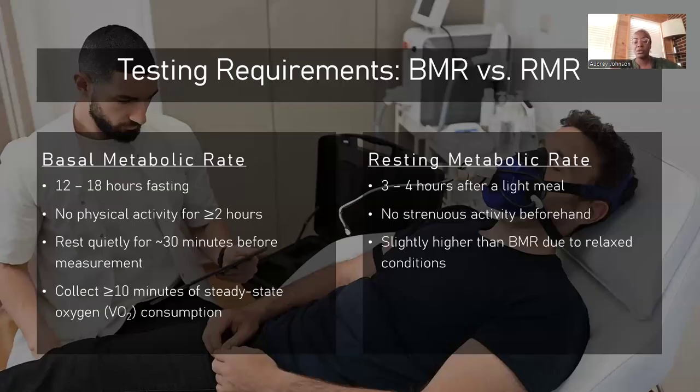So a resting metabolic rate test is different just because the conditions are more relaxed. You can actually do a resting metabolic rate test 3 to 4 hours after a light meal and make sure that no strenuous activity takes place beforehand. Okay, from here, resting metabolic rate is going to be slightly higher than basal metabolic rate just due to those relaxed conditions.